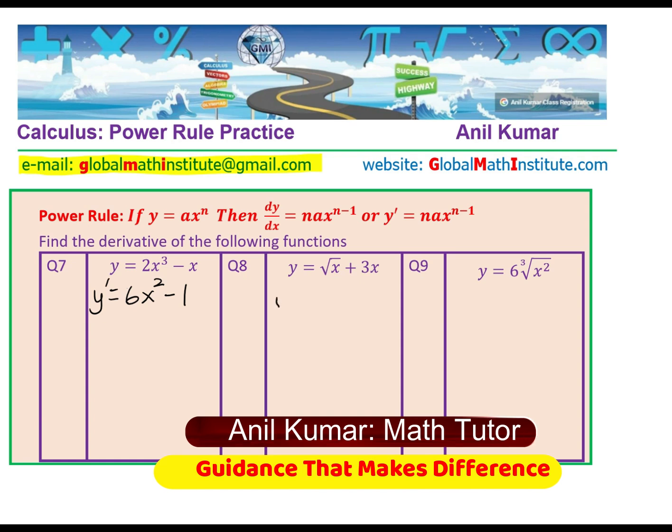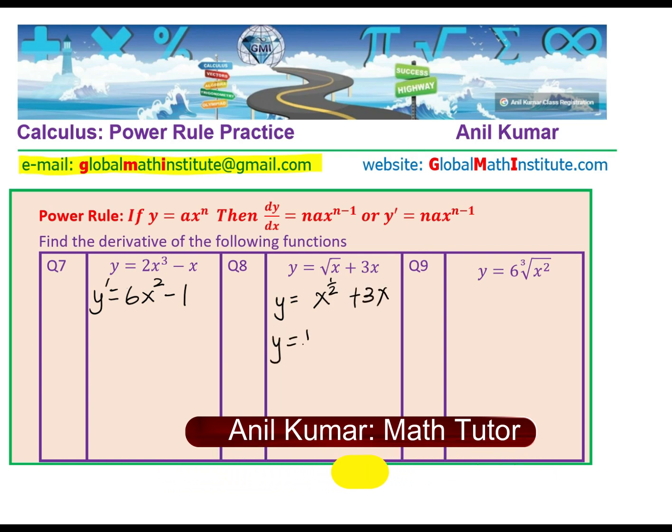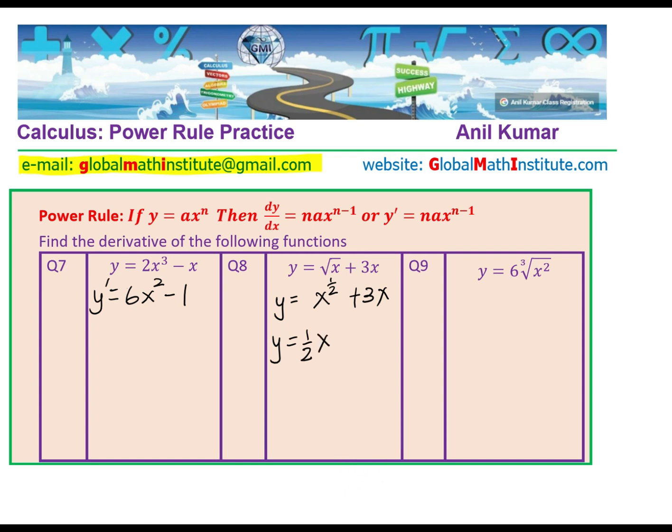Second one, y equals, let me rewrite this as x to the power of half plus 3x, okay? So the derivative is going to be half times x to the power of half minus 1, which is minus half, plus 3, right? Which you will rewrite as 1 over 2 square root x plus 3. So do you see? The derivative of square root x is 1 over 2 square root x, right? Good to note. Sometimes you can write this directly.